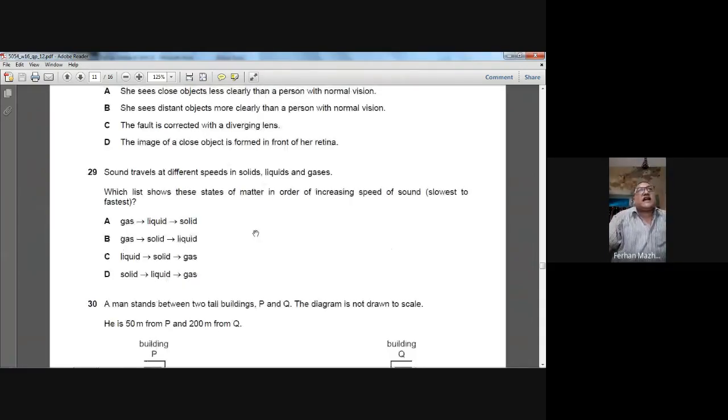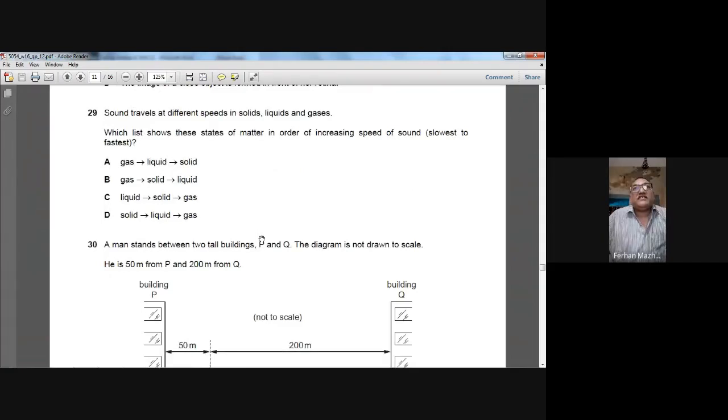Question number 29. Sound travels at different speeds in solids, liquids, and gases. Which list shows these states of matter in order of increasing speed of sound, lowest to fastest? Remember this fact: sound travels slowest in gases, faster in liquids, and fastest in solids. So A is the option. Question number 29, A is the option.